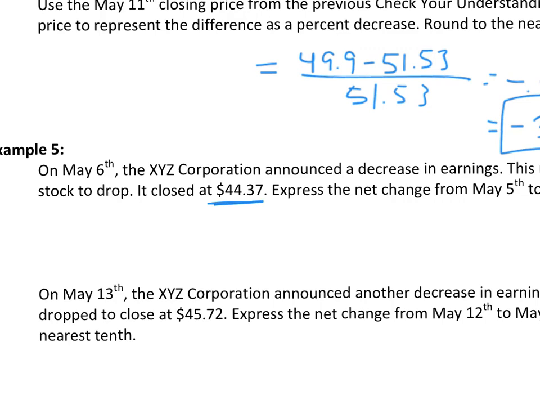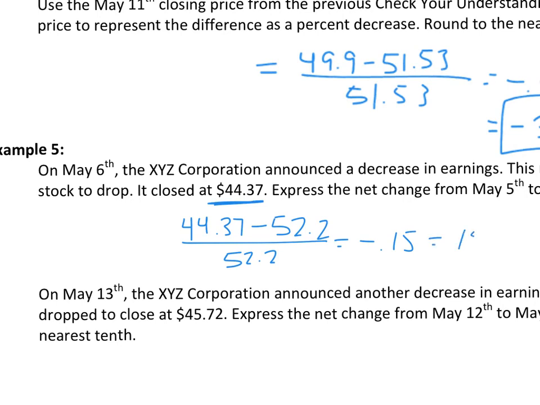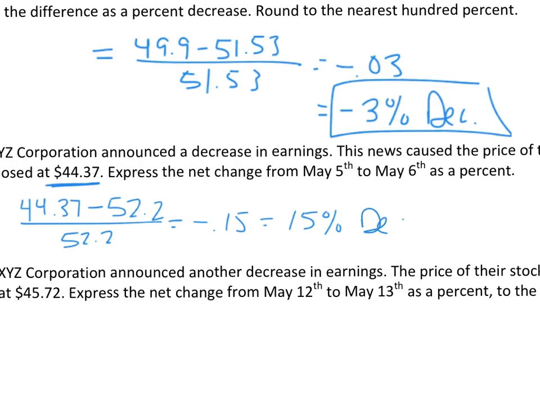And now it's 44.37, so that's the new. 44.37 minus 52.2 was the last number, divided by 52.2. And this is obviously going to be a more significant drop. 44.37 minus 52.2 equals, divided by 52.2, and you'll see a negative 0.15, meaning a 15% decrease.